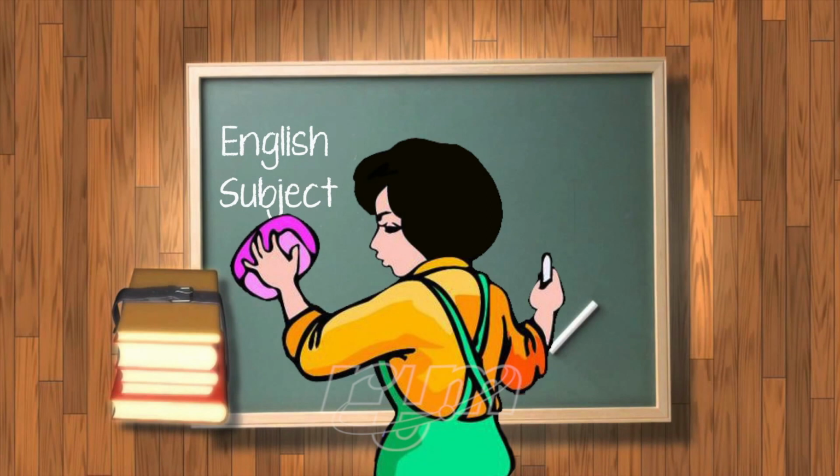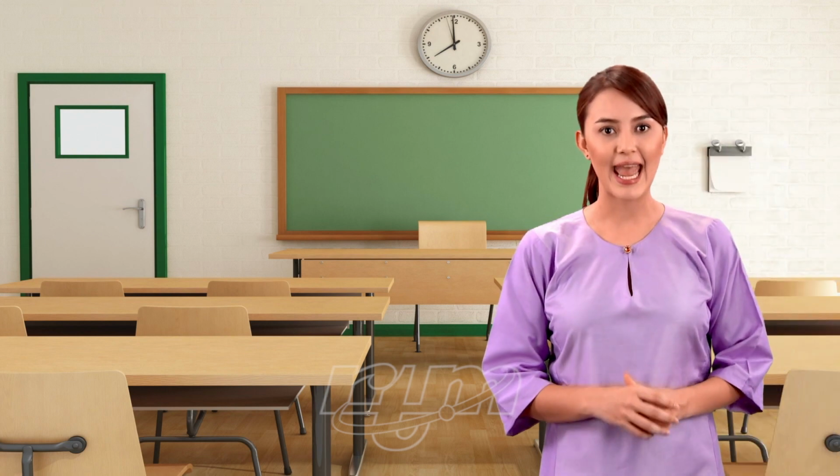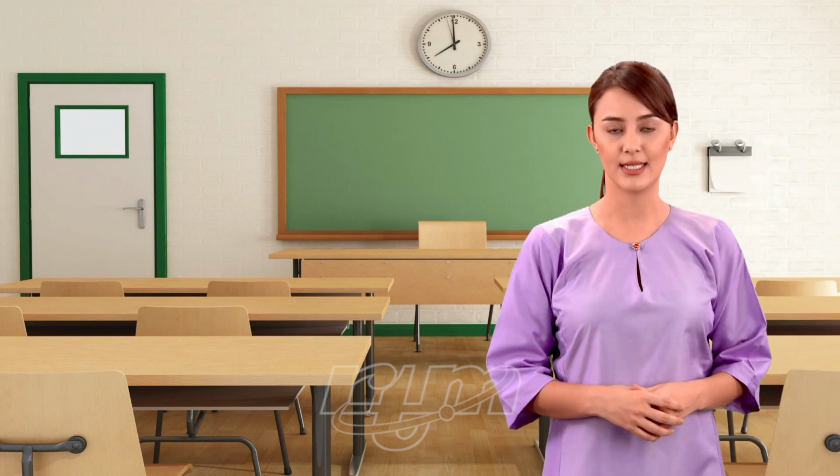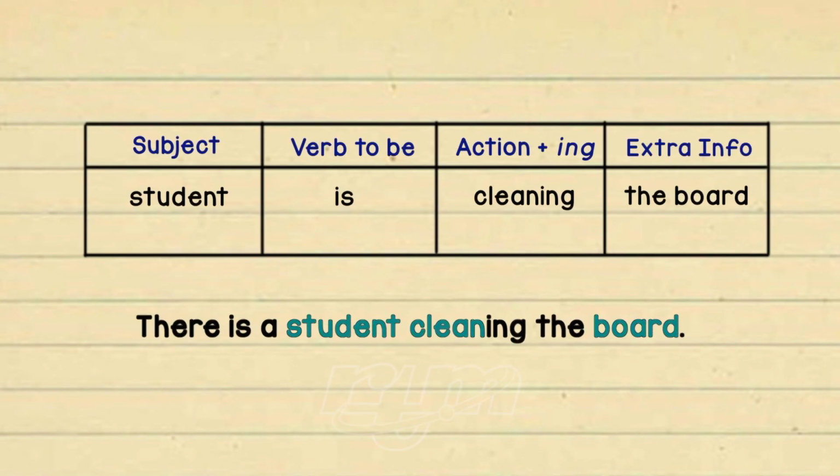Great! Let's look at the picture again. Let's write a sentence about this student. What is this person doing? This student is cleaning the board. Look at the mind map you've created and see what words you can use to make sentences. In my mind map, I have the words student, clean, and board. So my sentence should look like this. There is a student cleaning the board.